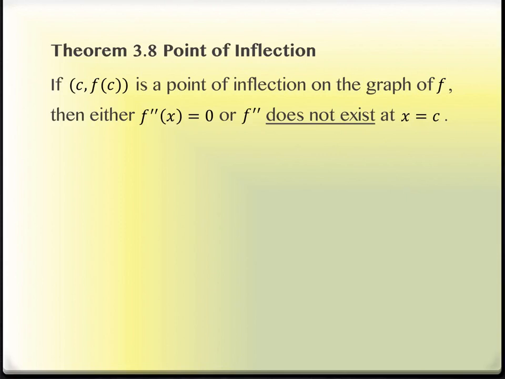So a second derivative equaling 0 is kind of like a critical point. It doesn't have a specific name like critical point did, right? But if you have an inflection point, it has this feature. The second derivative would have been 0, or the second derivative does not exist.